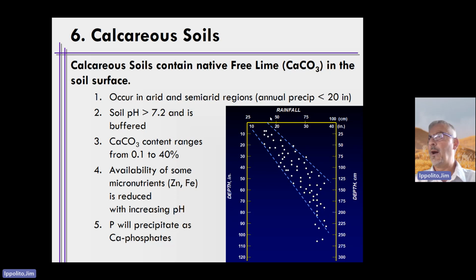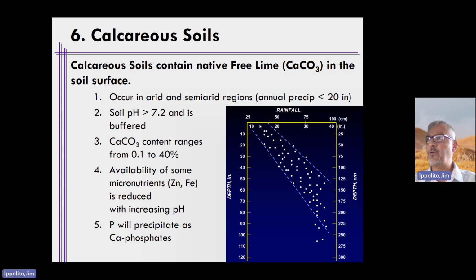So here's rainfall on the x-axis and depth in inches or centimeters. And this is what you typically see. All these white dots are free calcium carbonate. As rainfall increases, the amount of free calcium carbonate in the soil surface decreases, but it increases with depth. And so this is what happens with natural weathering.